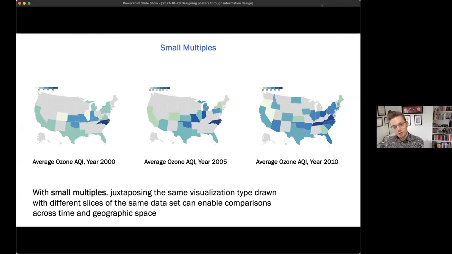So in small multiples, we present the exact same visualization with the exact same data set, but each visualization presents a different specific slice of that data set. So in this example here, we have three different maps of the United States, and the states are colored based on average ozone air quality index at three different time points, 2000, 2005, and 2010. And small multiples like this provide a way of drawing comparison from one point to the next that really emphasize that changes over time aspect.